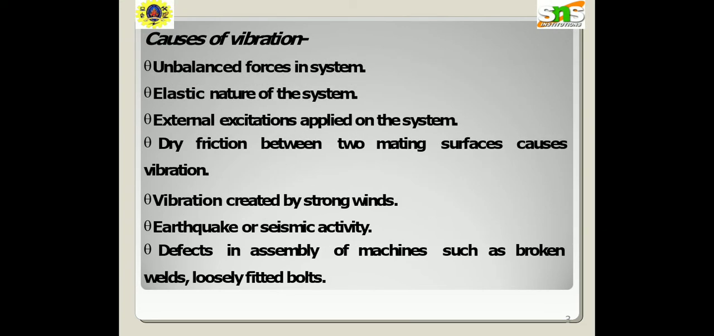The causes of vibration are earthquake or seismic activity, vibration created by strong wind, unbalanced force in the system, external excitations applied on the system, the elastic nature of the system, dry friction between two mating surfaces, and defects in assembly of machines such as broken welds and loosely fitted bolts.